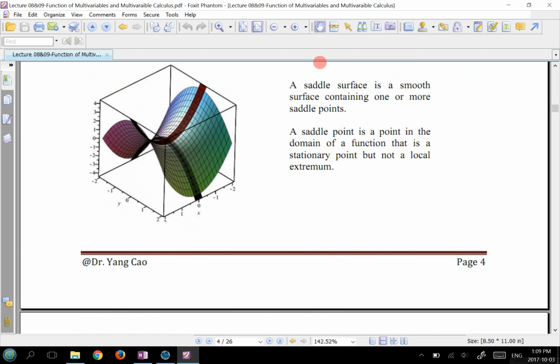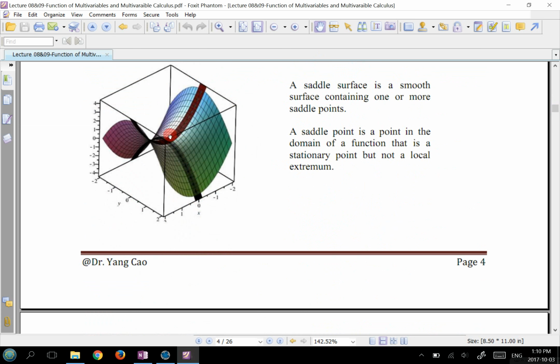Because if you look at this surface at here, you look at this point. This is a point we call the saddle point. At this location, if you go this way, you're actually going up, right? But if you go this way, it's going down. So that's called a saddle point. So this point is neither a minimum nor a maximum.